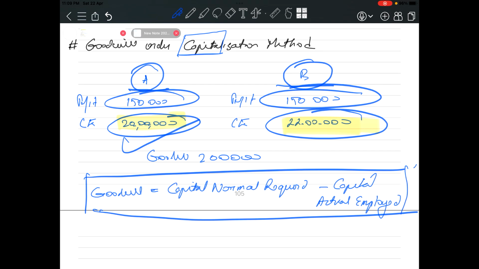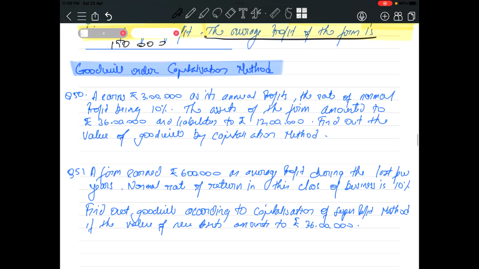Okay, so now let's move to question number 50. Let's discuss question number 50, goodwill under the capitalization method. Very easy and very simple. These are easy marks. You cannot afford to make mistakes in this type of question. Now let's read question number 50.